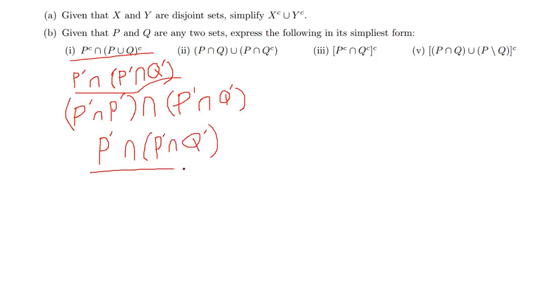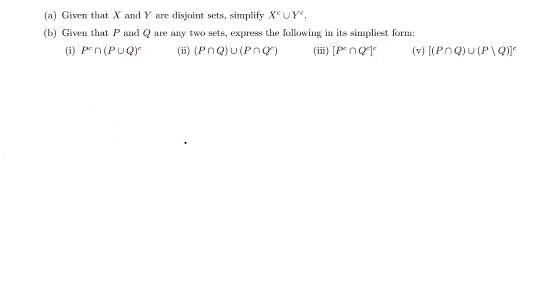Yeah. So this would have been simplified further if this intersection was a union. Yeah, it would have made sense. Well, it would have made more sense than this. All right, so let's move to the next question. We have this one here.